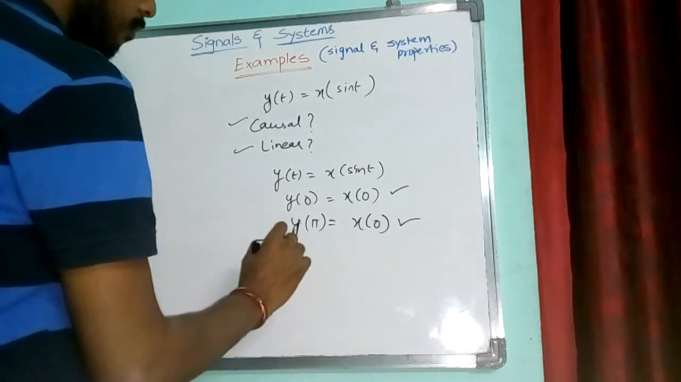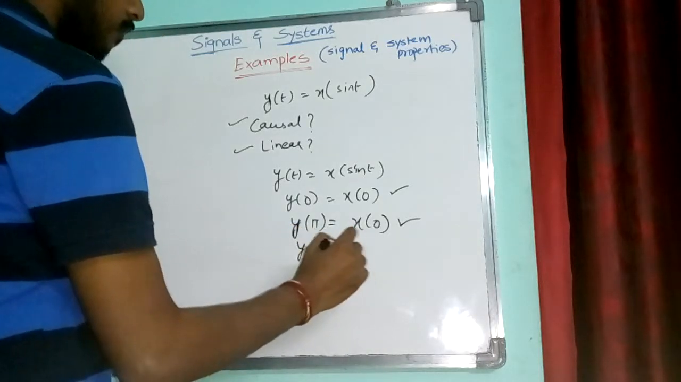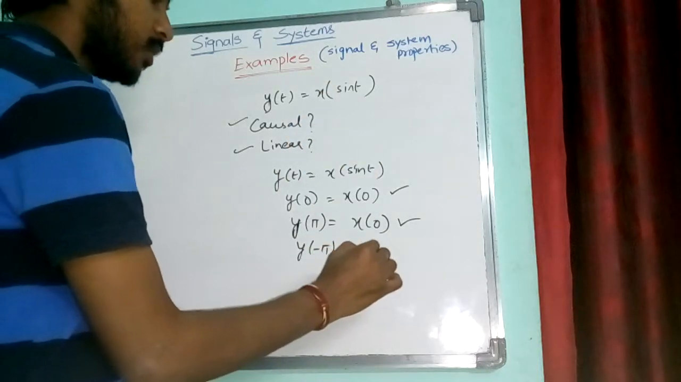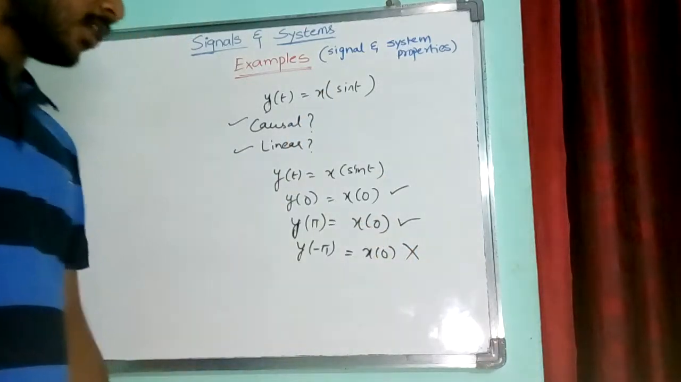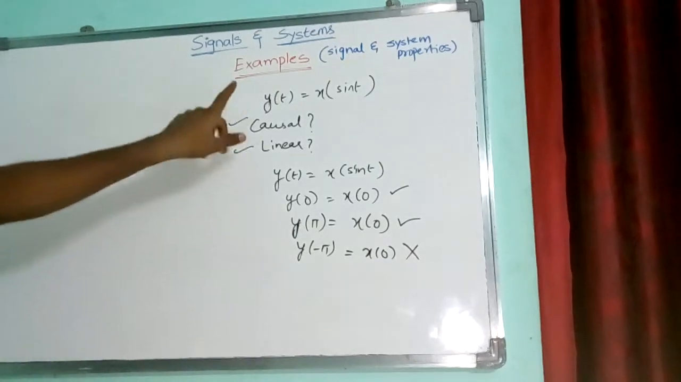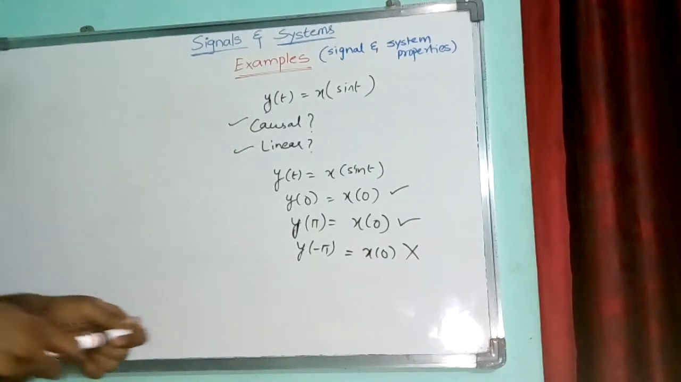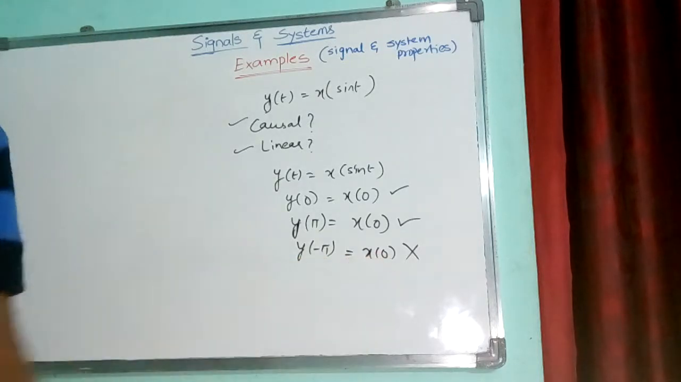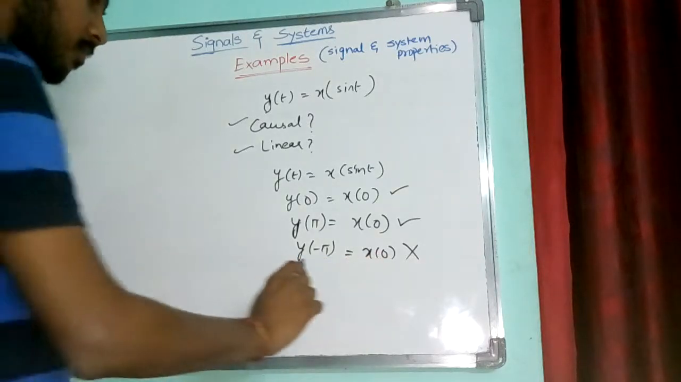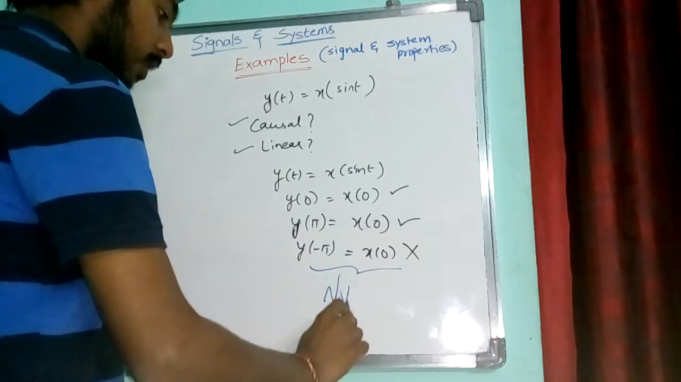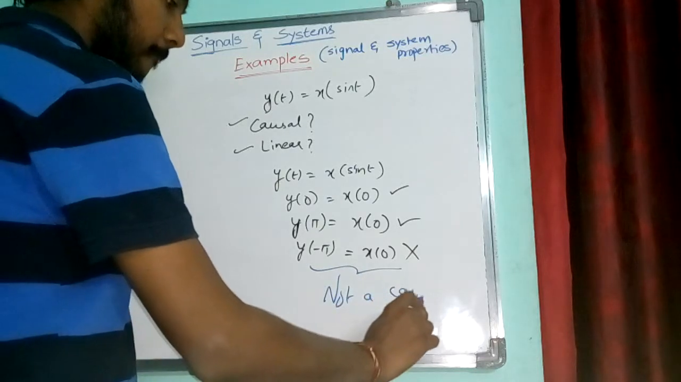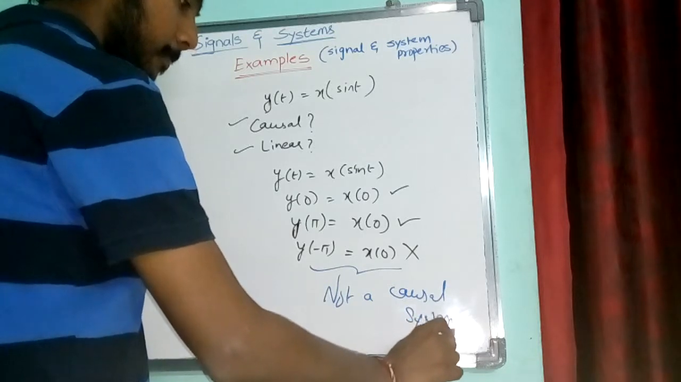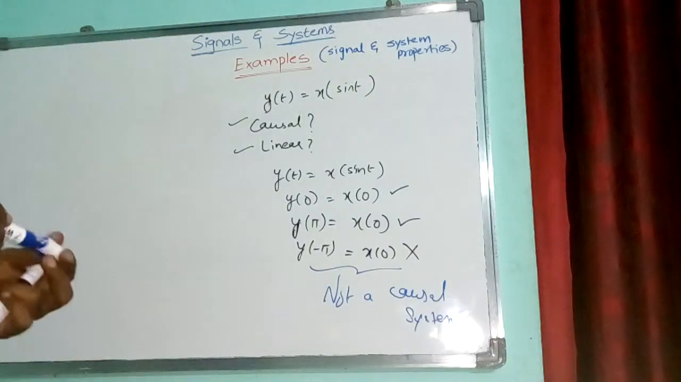But when I come to the past value, y of minus pi, sin of minus pi is x of 0. This is failing here. Even if one condition fails, the system is not a causal system. So the past value is depending upon the future value. So the system is not a causal system.